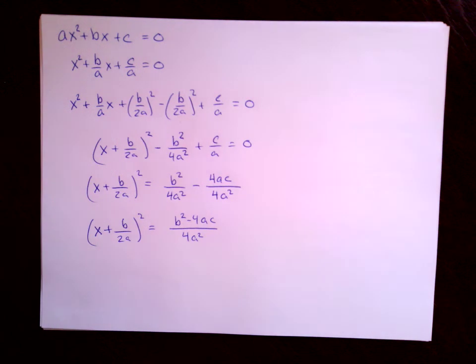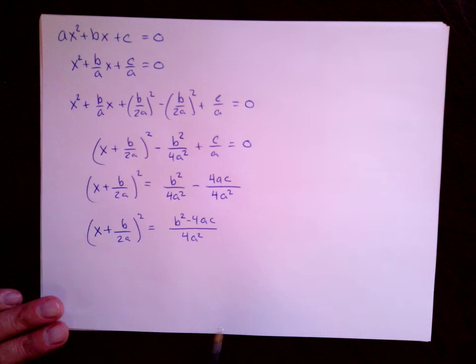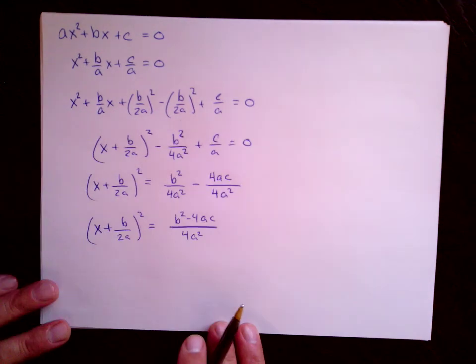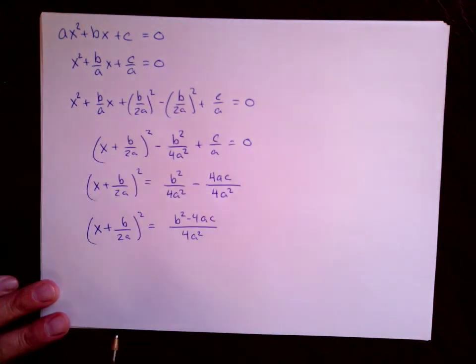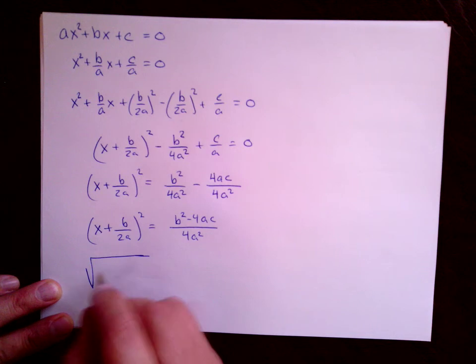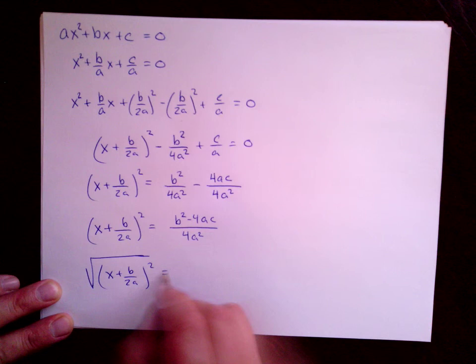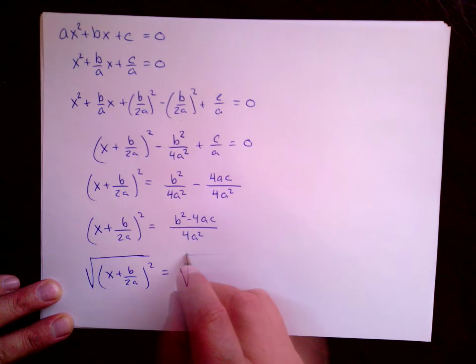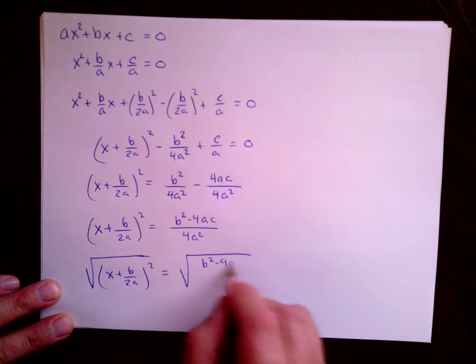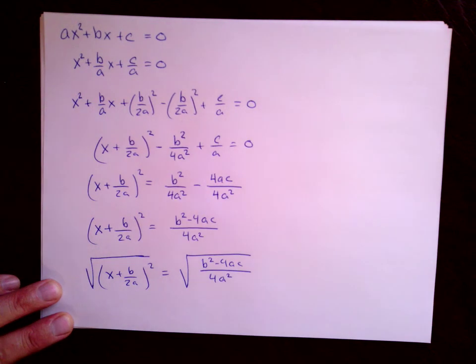And now we have something squared equals a number. No variables involved over here on the right, so we can attempt to solve this by taking the square root of both sides. I'm going to write a version of the equation with the square root on both sides there.